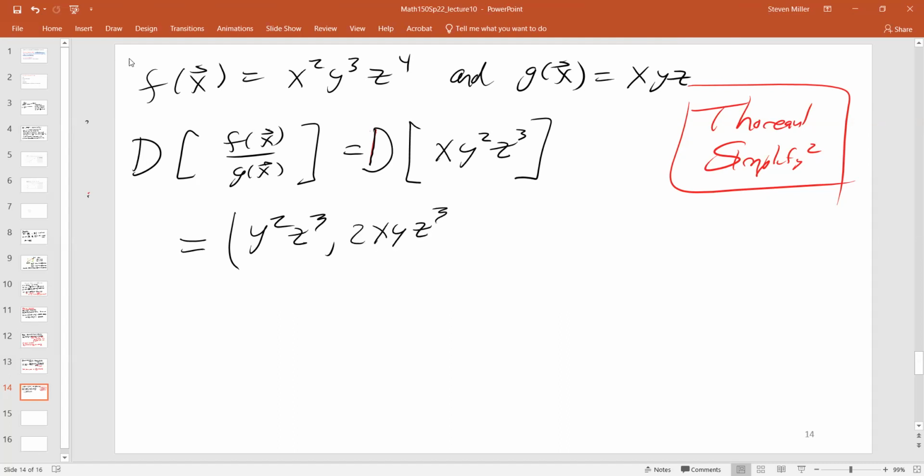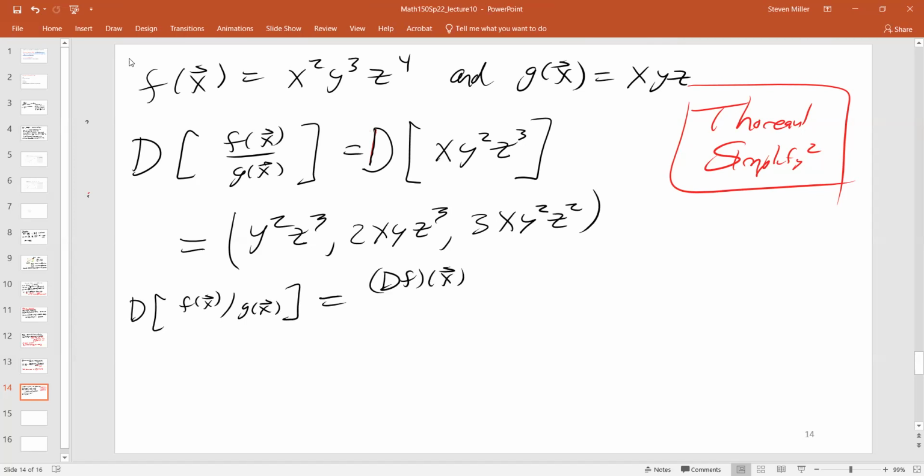2xyz to the third. And then the last, with respect to z, 3xy squared z squared. Now, the derivative of f of x over g of x, I can also write as the derivative of f at x times g of x minus f of x times the derivative of g at x, over g of x squared.